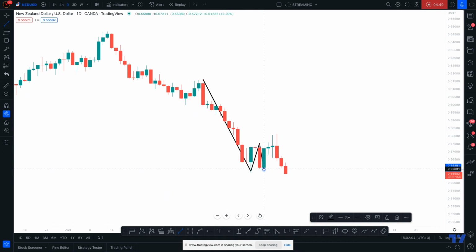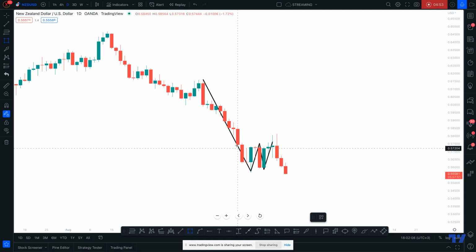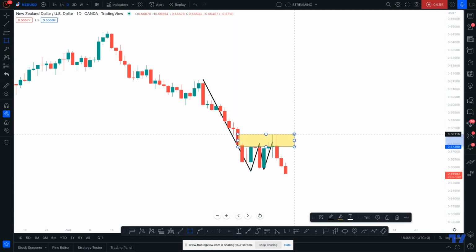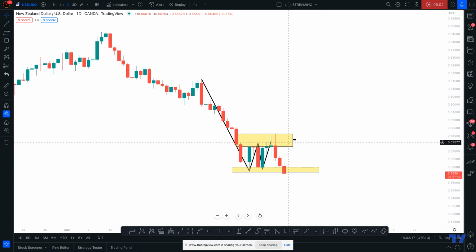You can see that the price here was setting equal highs and equal lows, trading within a horizontal range. Yes, here's our range. We had quite wide resistance right here and quite narrow support. So here we have a weird example of a flag formation.